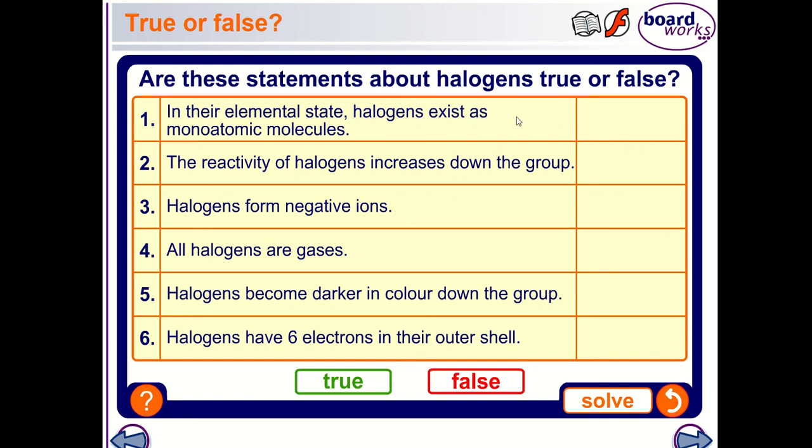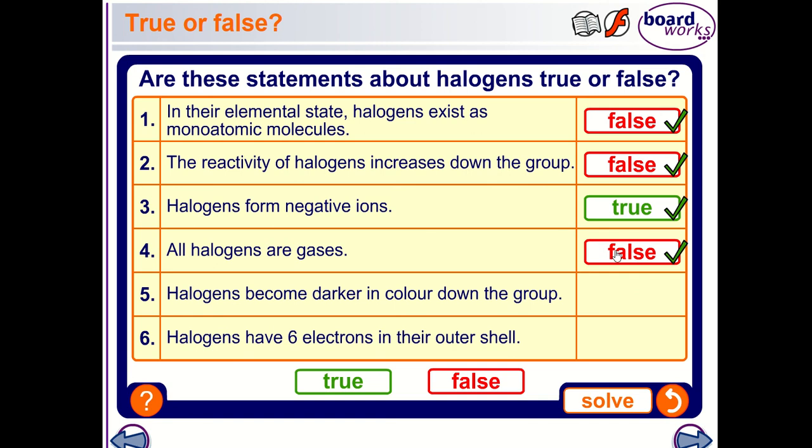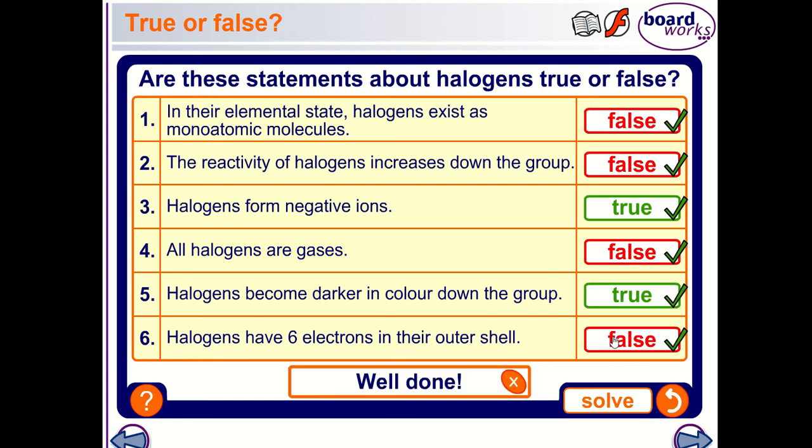So it says here elements that they exist as monoatomic. They do not. They exist as diatomic, so that's incorrect. The reactivity of the halogens increases down the group. We've just established that it decreases. The halogens form negative ions. They do indeed. They form -1 ions. The halogens are gases. Well, that's not right because 2 of them are gases, 1 of them is liquid and 2 of them are solids. The halogens become darker as you go down the group. They certainly do. And halogens have 6 electrons in their outer shell. No, they don't. We would know by now that they have 7 electrons in their outer shell. So that's incorrect. Hopefully you did alright in that.